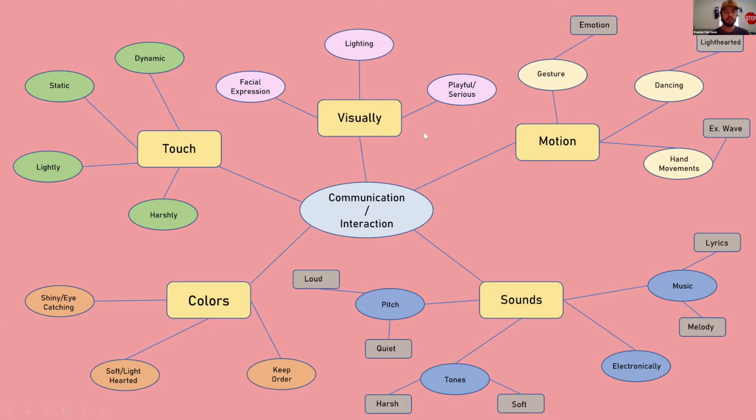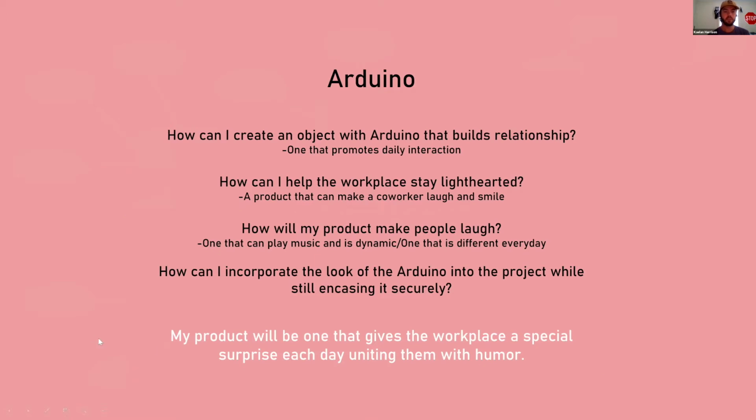So this led me into some questions that I was asking myself with this Arduino specifically. How can I create an object with Arduino that builds relationship? I said it can be one that promotes daily interaction, something that you come into work every day and it's something new, it's dynamic. How can I help the workplace stay lighthearted? That can be a product that can make a coworker laugh and smile. How will my product make people laugh?